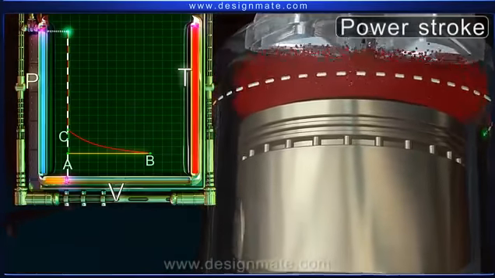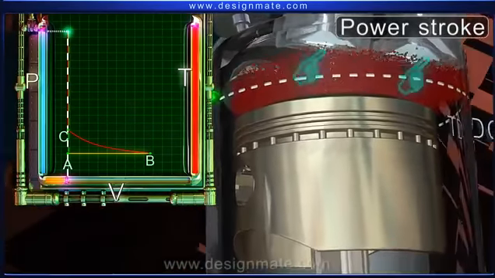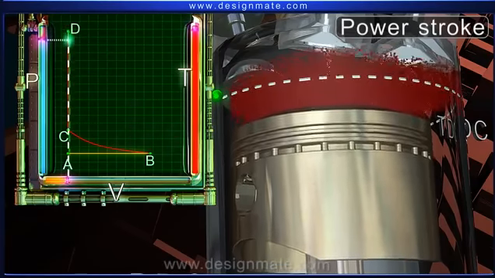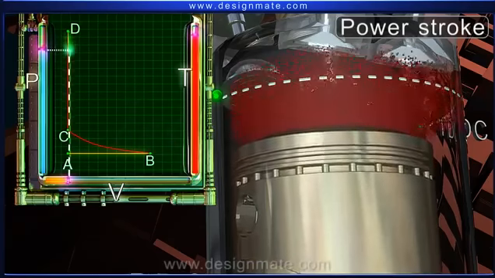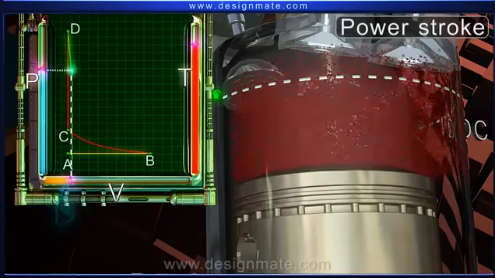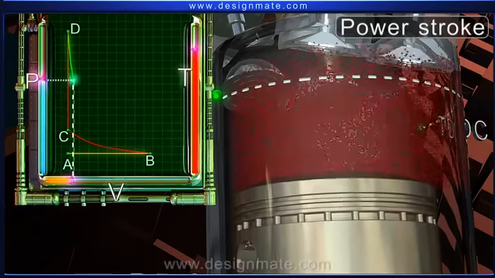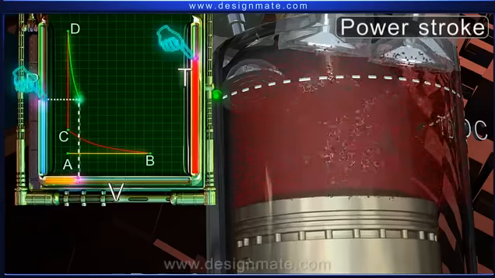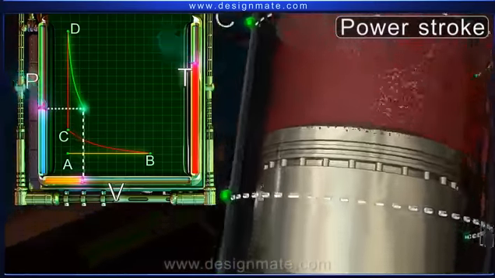Power stroke. During this stroke, since both the valves are closed, the increased pressure acts on the face of the piston. So, the piston moves down towards BDC. As a result, volume occupied by the gases increases. As no heat is transferred to the cylinder, the pressure and temperature of the gases decrease.